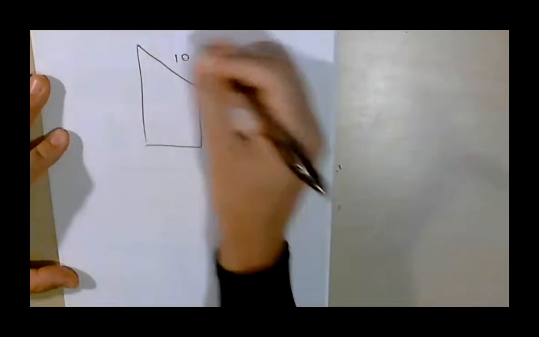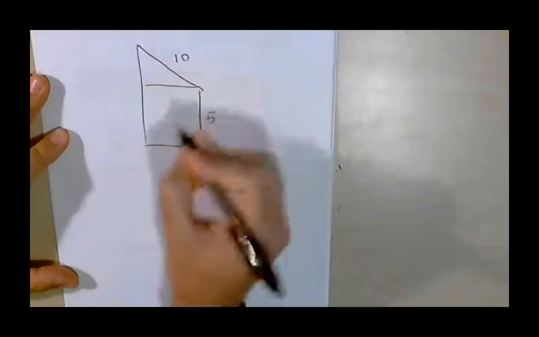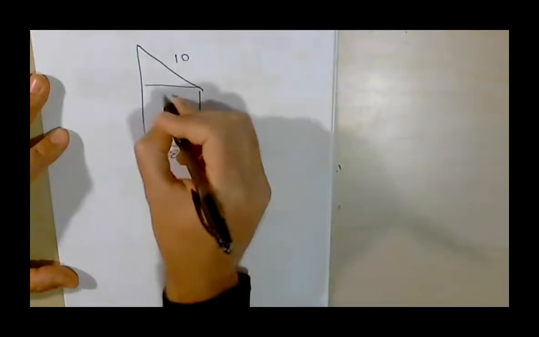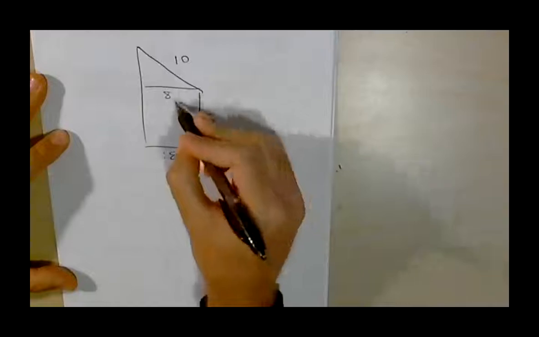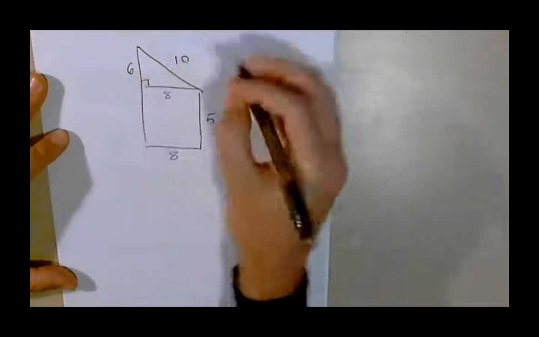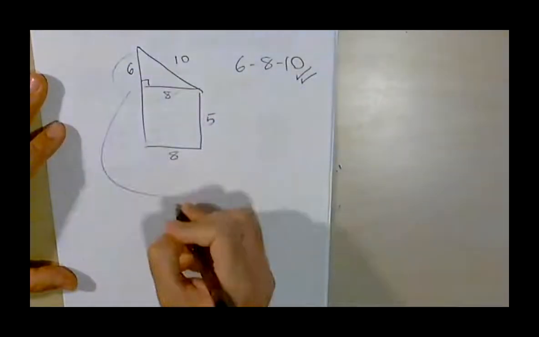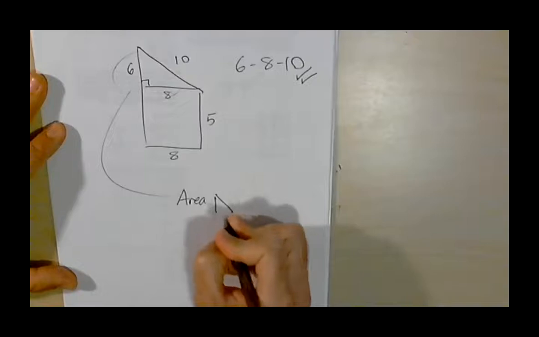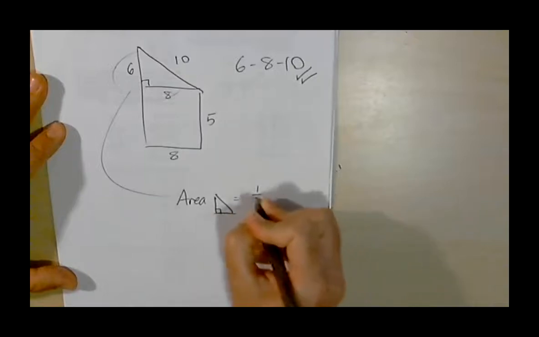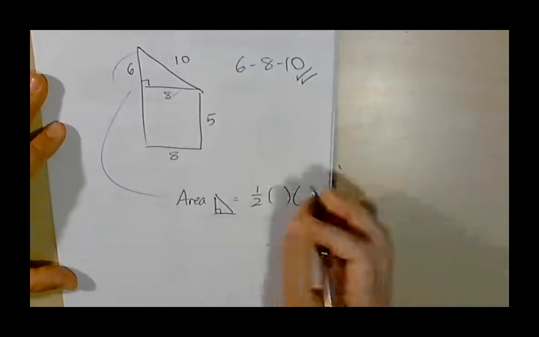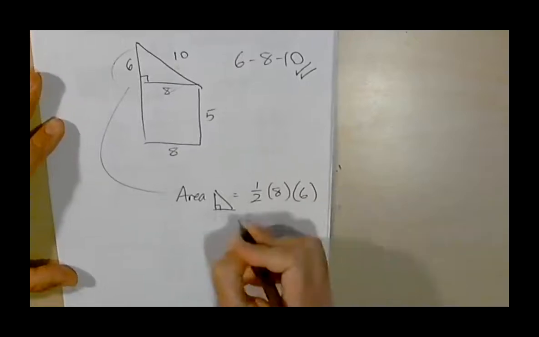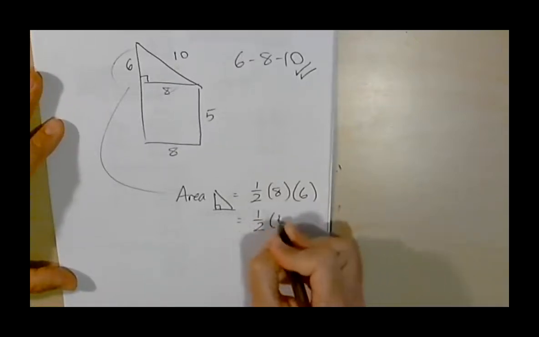So this is 10, and this is 5, and this is 8. And we drew this line, so that's 8. If this is 8, then this is 6 because it's a 6, 8, 10 right triangle. We should just have that memorized. And then we can figure out what the area of the triangle is. The area of a triangle is going to be 1/2 base times height. Well, the base is 8 and the height is 6, so that's going to be 1/2 of 48, so that's going to be 24.